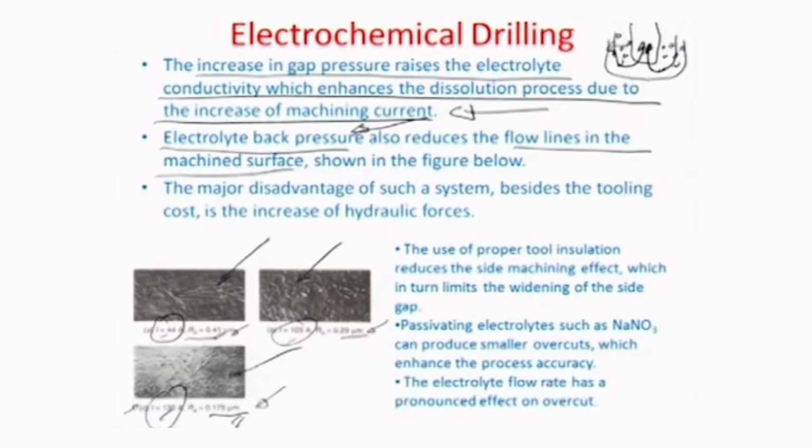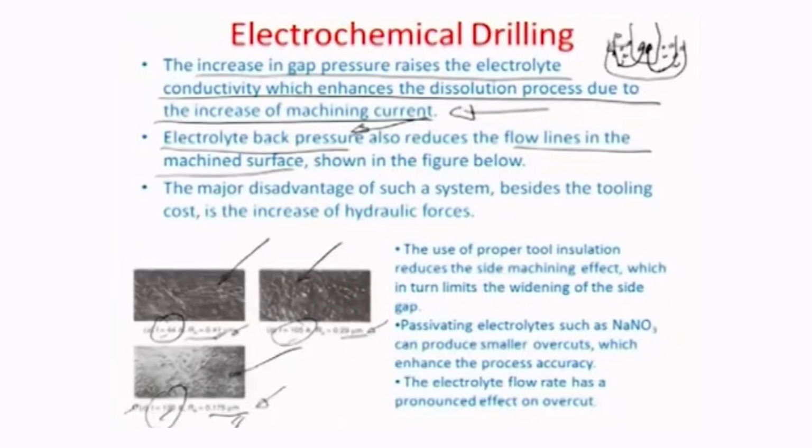And again, a major disadvantage of such a system is that, besides the tooling cost, the overall system cost would go up if the hydraulic forces are more. So, the cost of designing an electrochemical system which can handle increased hydraulic forces and increased pressures would be very high. Remember that rigidity aspect of the tool holder, etc., which we discussed while designing the electrochemical machining process.